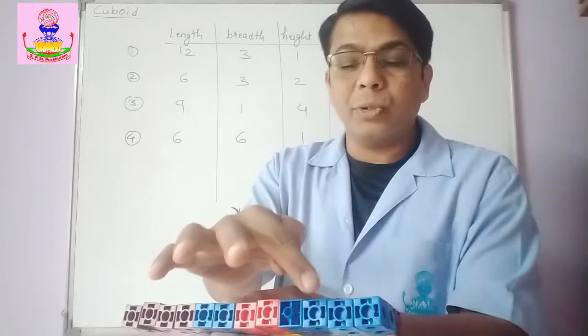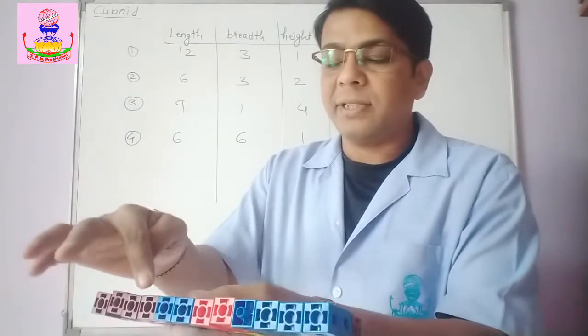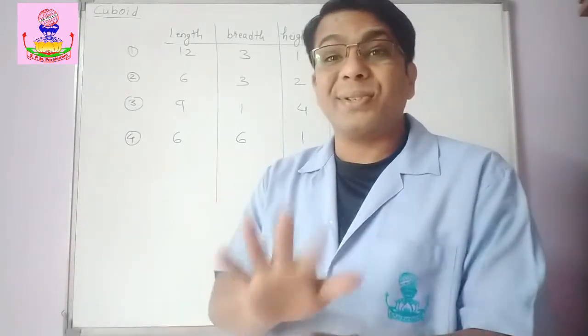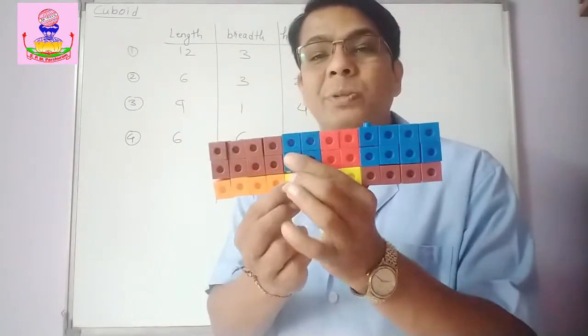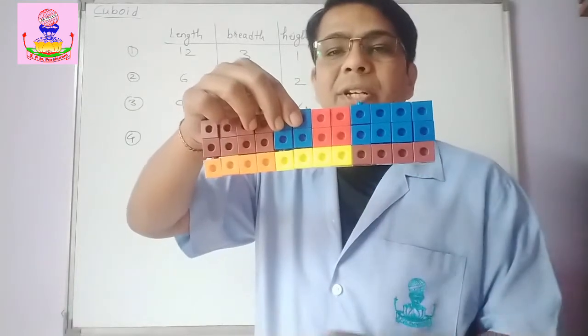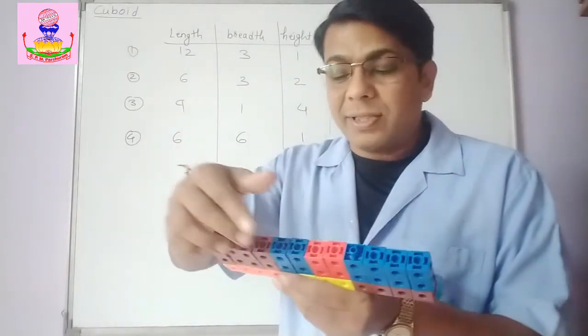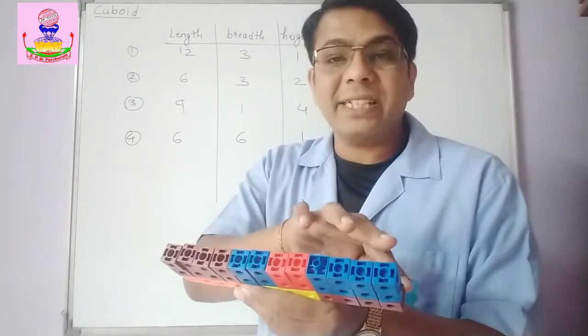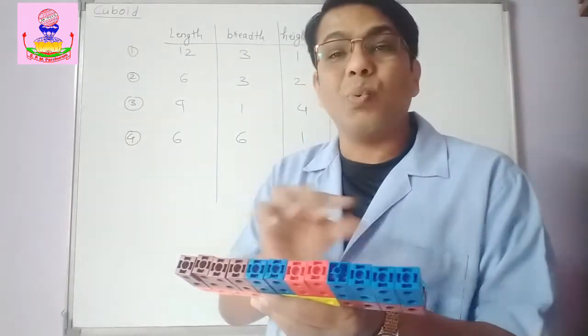How many times? 1, 2, 3, 4, 5, 6, 7, 8, 11, 12. 36 cubes are there. Okay, so I have got here 36 cubes. Do you understand? Now, the length is 12 here, breadth is 3 and height is 1.